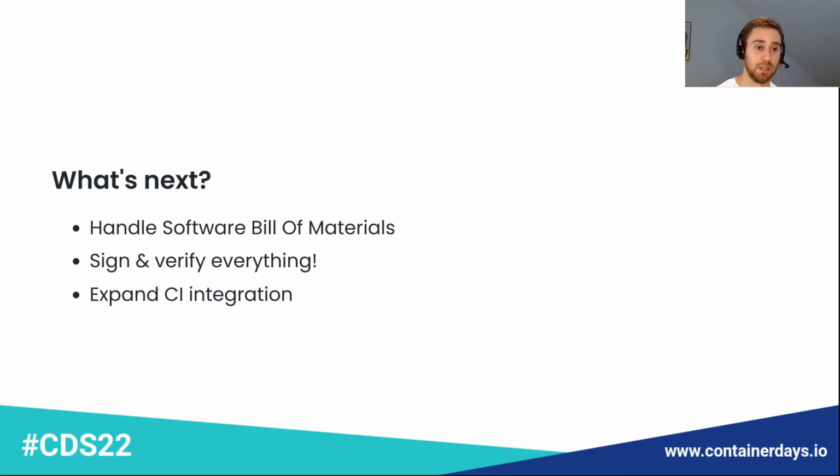Well, we want to expand CI integration. For example, we have shown how to do best practices for GitHub Actions, and we look forward to Sigstore integration in GitLab and other CI tools, which are not there yet. They need to set their OIDC tokens correctly and so on. And once that's set up, we would be happy to provide best practices for those.